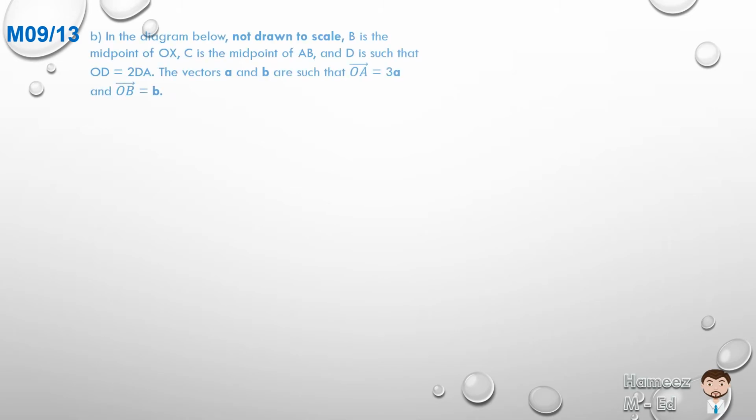May 2009, number 13, part B. In the diagram below, not drawn to scale, so they're giving us a diagram in this situation. B is the midpoint of OX. C is the midpoint of AB. And D is such that OD is equal to 2DA. So OD is twice as long as DA.